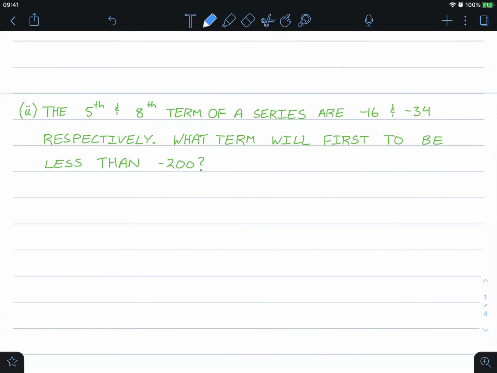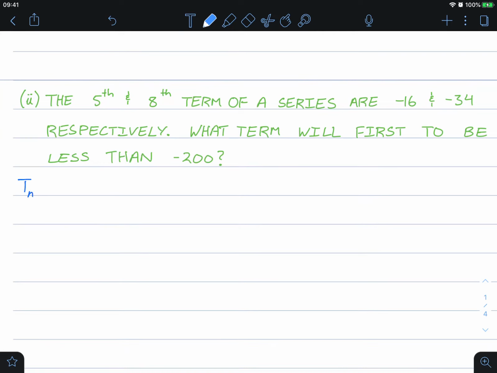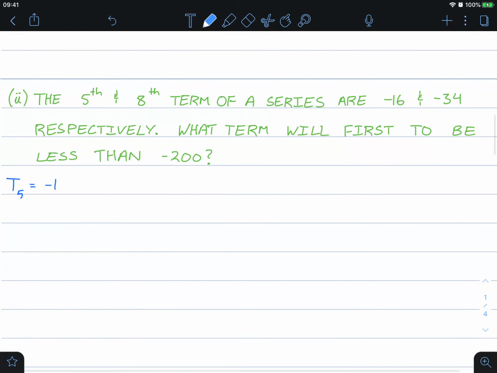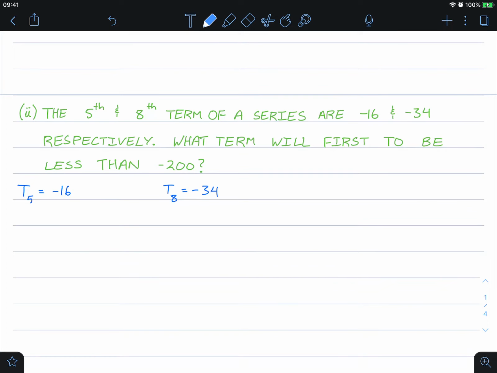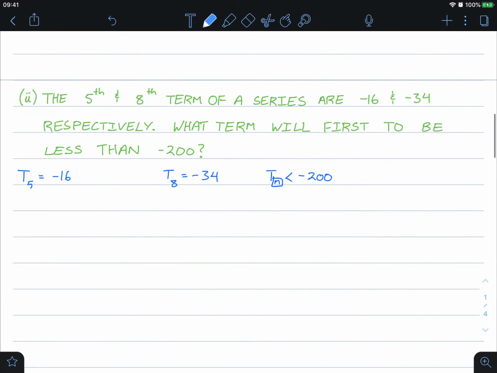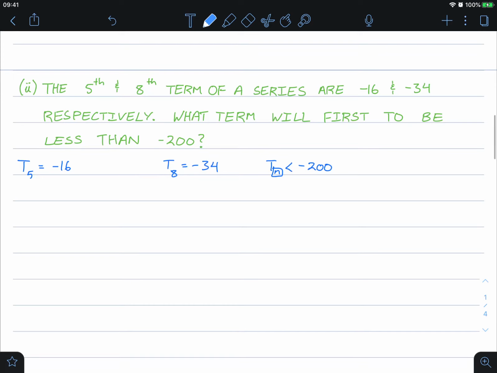So it says now the 5th and 8th term of a series are negative 16 and negative 34 respectively. So the 5th term is equal to negative 16, and the 8th term is negative 34. What it's asking for is t of n less than negative 200. So what value of n will give me negative 200 or less? Well, we're now going to need to find some expression for t of n.